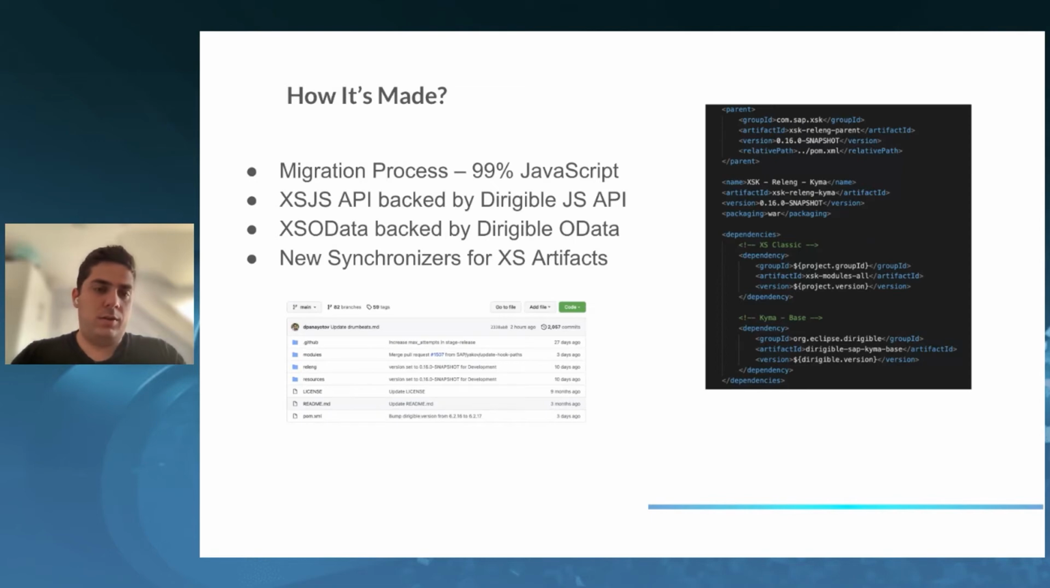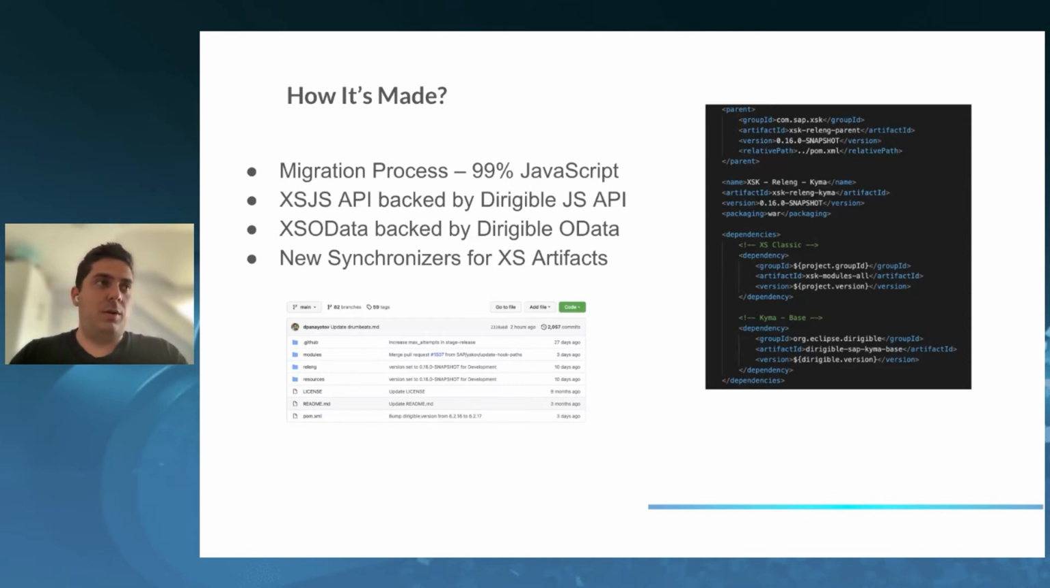So how is it actually made? As I said, the major contribution on top of Dirigible is this migration perspective and the parsers. So leaving for the moment the parsers and the processors behind the scenes, we have this migration process, which is actually running on top of Activiti. Inside Dirigible, we have support for BPM processes, which are running on Activiti, again an open source project.